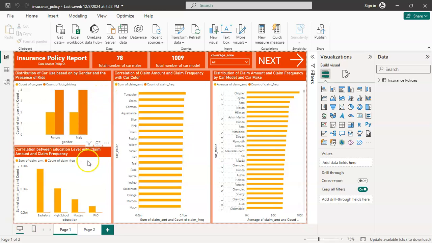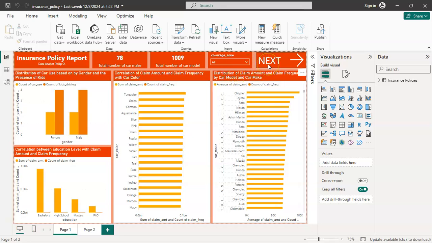The chart under it is a correlation between the education level and its claim amount and claim frequency. The next chart on the dashboard shows the correlation of claim amount and claim frequency with car color. The next one shows the distribution of claim amount and claim frequency by car model and car make.